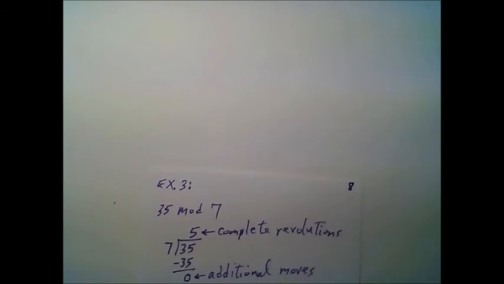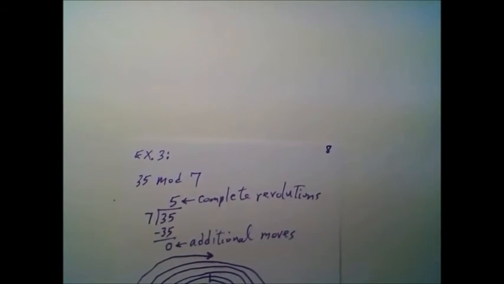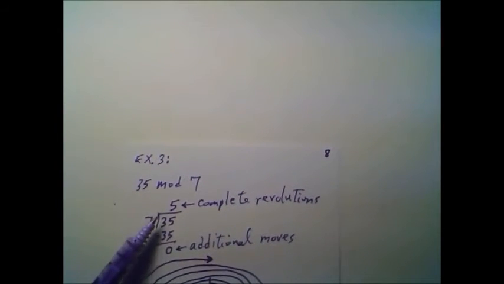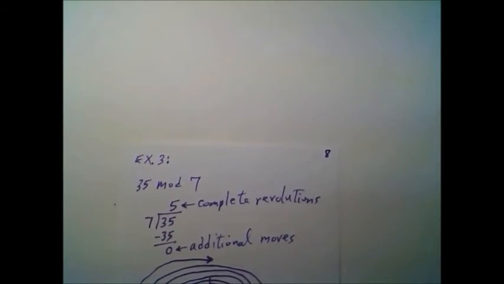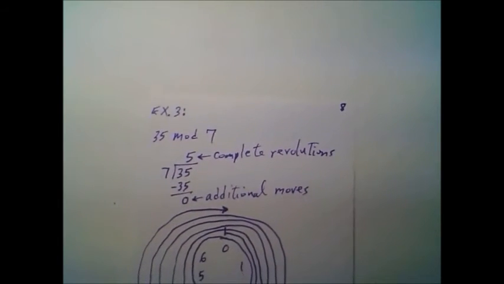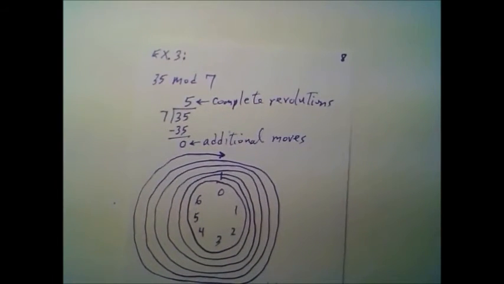If you said 0, you're correct. So as you can see here, we divide the 7 into the 35. It goes 5 times. That means that we will have 5 complete revolutions. There's no remainder. So that means we don't move any additional units around the clock. Once we go around 5 times, that's it. That's the answer to the problem.